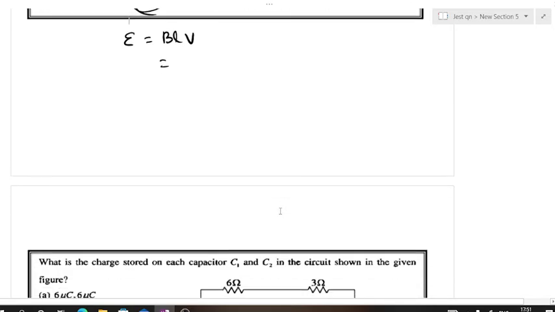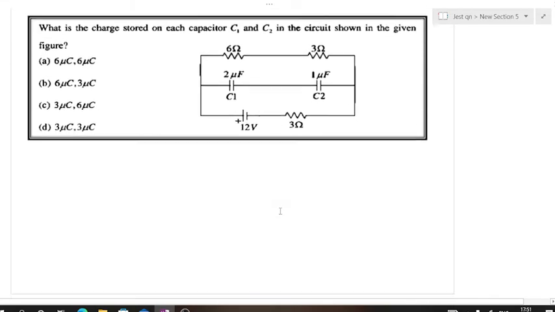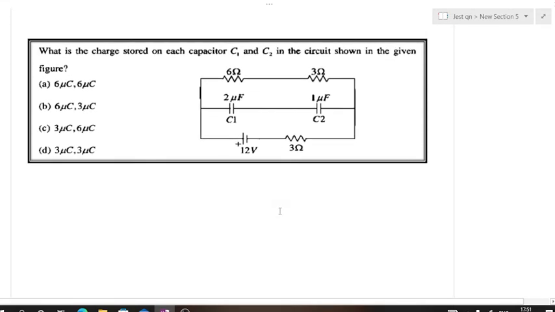Okay, let's go to the next question. What is the charge stored on each capacitor C1, C2 in the circuit shown in the figure? Okay, first this is a DC voltage. So by applying DC voltage, the capacitor will be open. So the circuit will be like this.